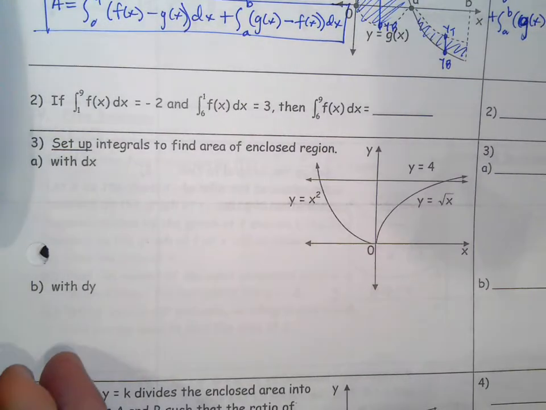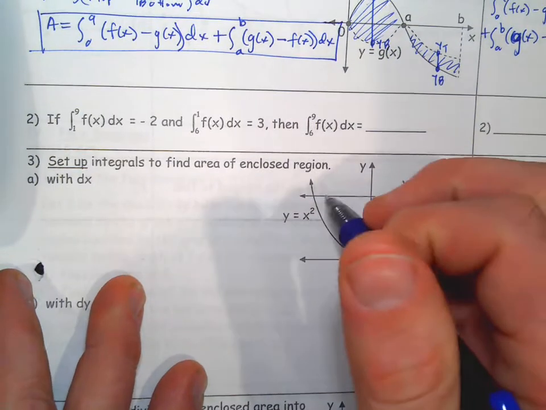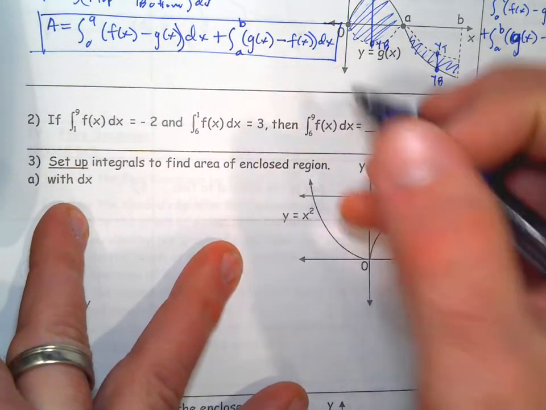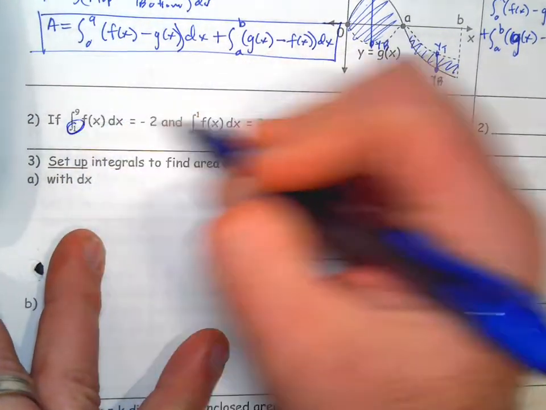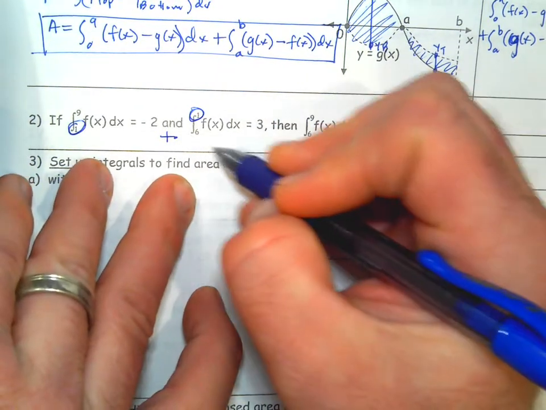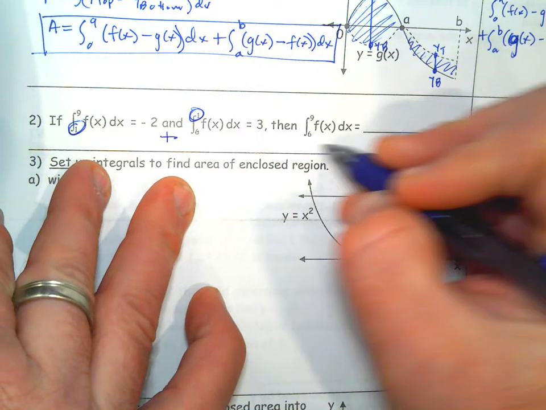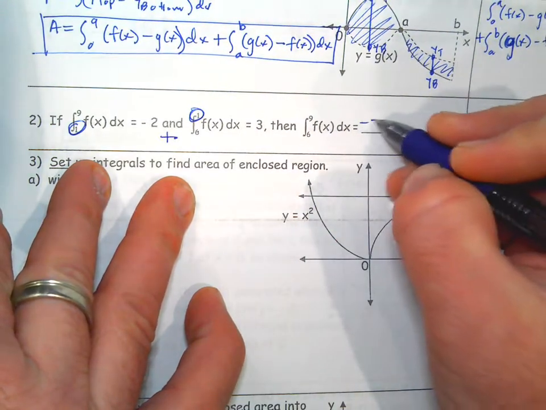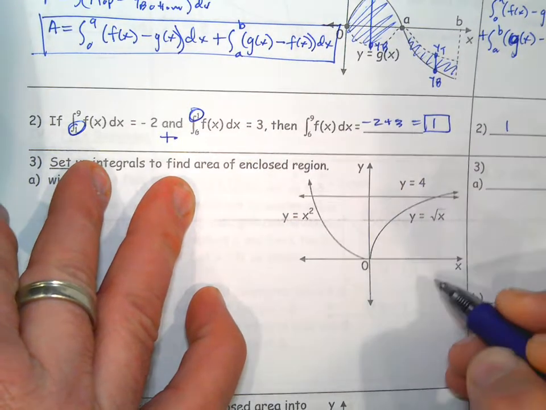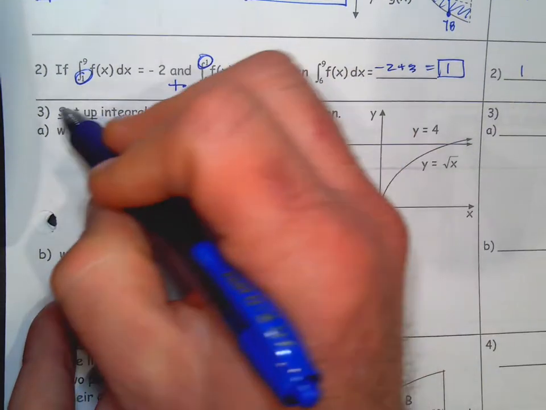Okay, next one. This one's a little bit of properties of definite integrals that we've been doing for a while now. So remember that you can combine them if the top and the bottom match, and you just add them. And that would give you 6 to 9 here, negative 2 plus 3 is 1. Okay, set the integrals to find the area, just set them up with dx and dy.